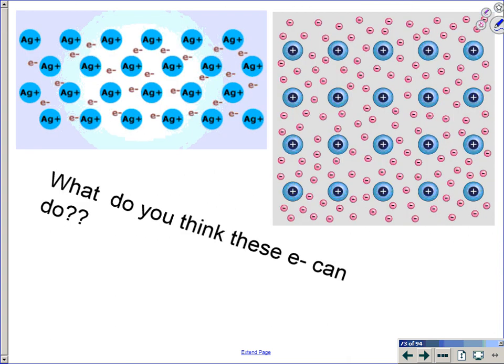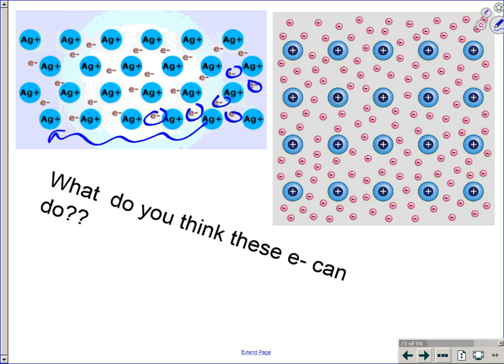All right, so what do we see in this image? Who's the cation? Who's Ag? Silver. Silver is Ag, and you can see all these electrons floating around it. And then over here, you just see a cation, and you see all the electrons are moving around it. So what do you think these electrons can do? What can they do? Float.